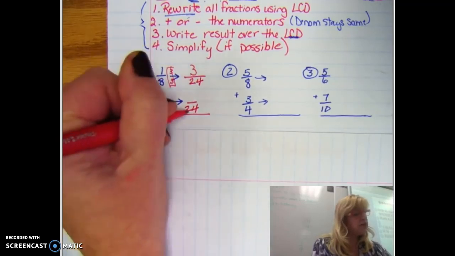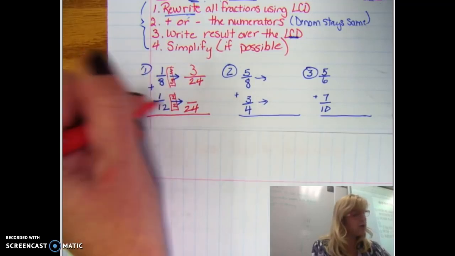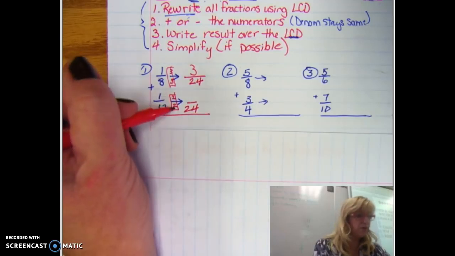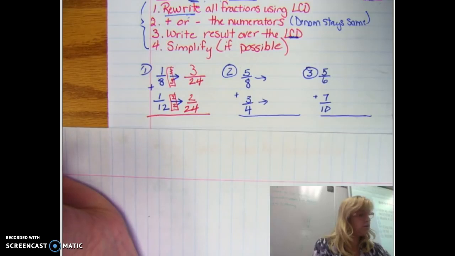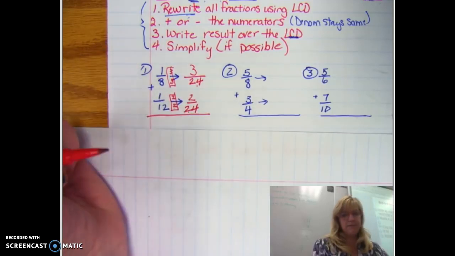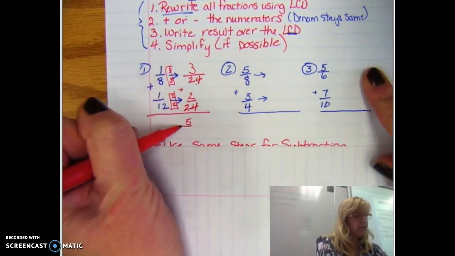But 12 to 24 is times 2. It doesn't matter what you multiply these by, because we're simply multiplying by a 1, because it's a 2 over 2. So this is 2/24. Now we have the common denominator. I add the 3 plus the 2 and I end up with 5/24.